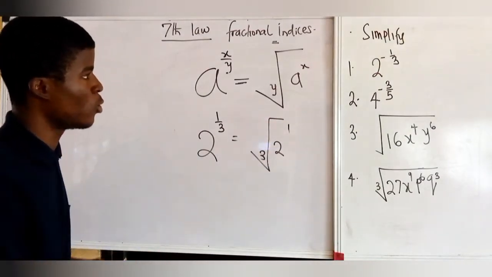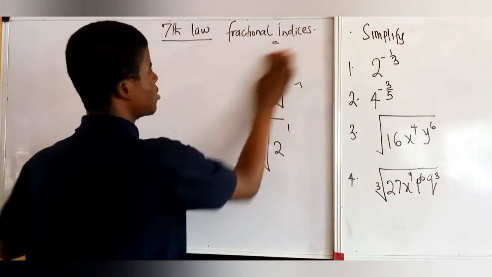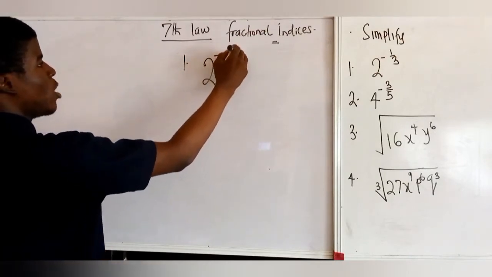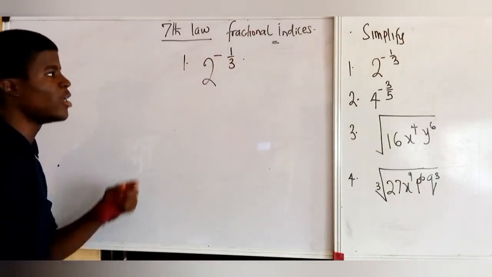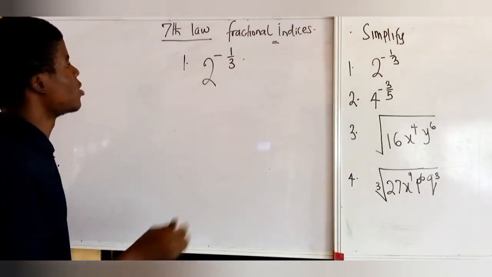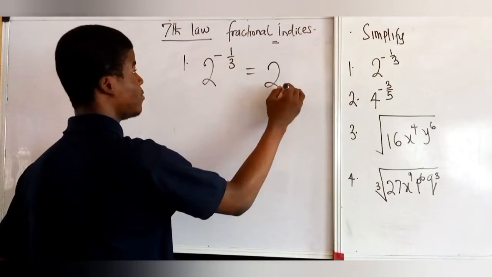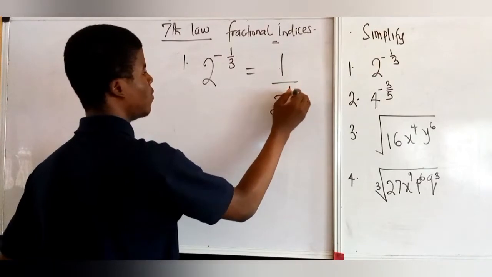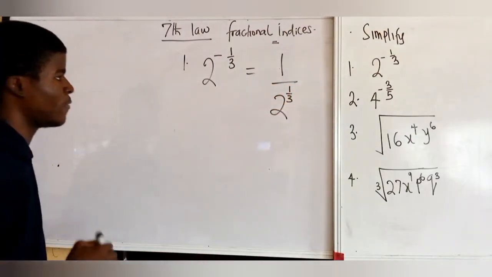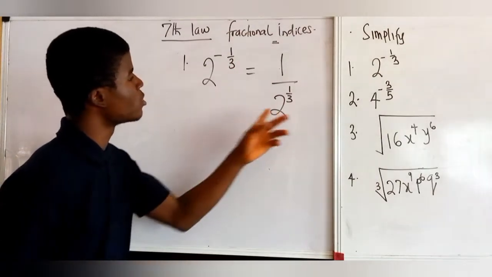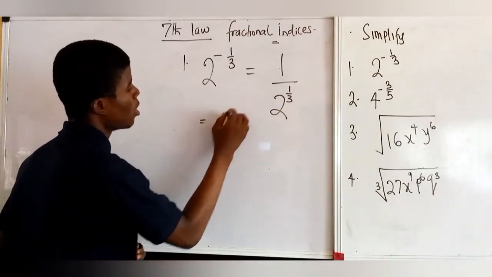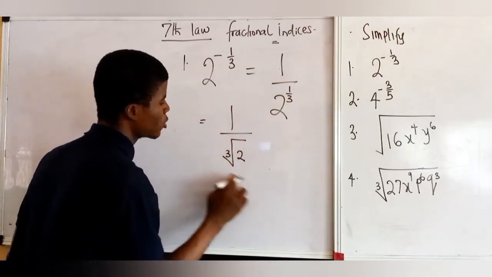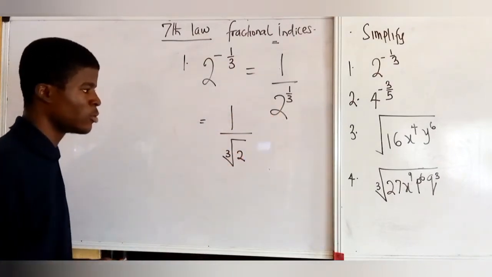So let's attack these questions. Question 1 says, simplify 2 to the power of minus 1 over 3. Before we can actually do anything, let us eliminate this negative index. So I have 1 over 2 to the power of 1 over 3. I know you understand what I've just done. So we have to simplify this, and this will now be equal to 1 over what? This 3 here will form the root, that's the cube root of 2, all raised to the power of 1. You know it is the cube root of 2. So this is the answer.